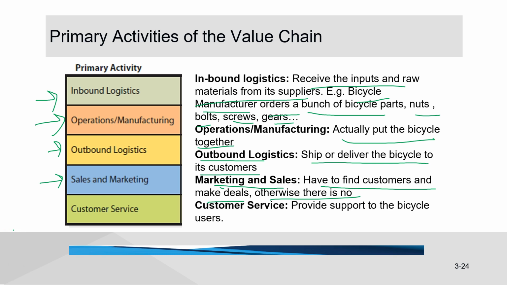In order to make deals, you have to first find customers. Sales and marketing is the fourth primary activity in the value chain. Finally, it's important to provide support to our bicycle users. The last activity in the value chain is customer service, the last primary activity.